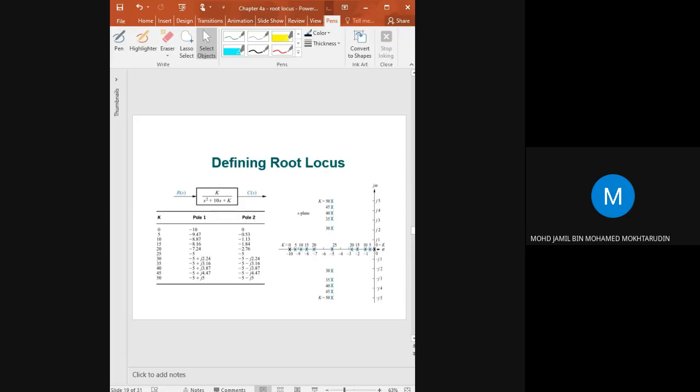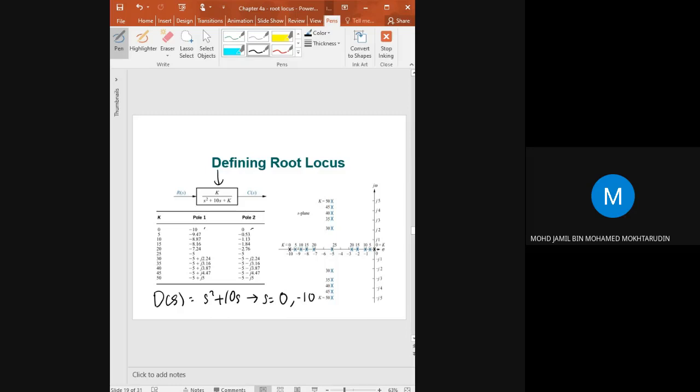And then let's say we vary the value of K from 0 to 50. So let's say K equals 0. When you substitute K equals 0 in the transfer function, you get the denominator equals S squared plus 10S. If you find the poles, the poles will be S equals 0 and minus 10. So you get pole number 1 and pole number 2, minus 10 and 0. And you repeat the process. For K equals 5, you get poles equals negative 9.4 and negative 0.5, and so on.